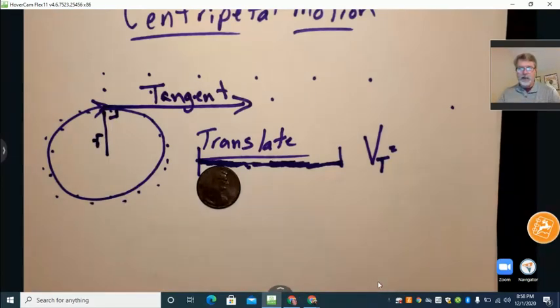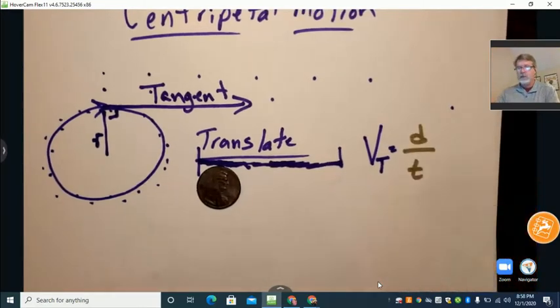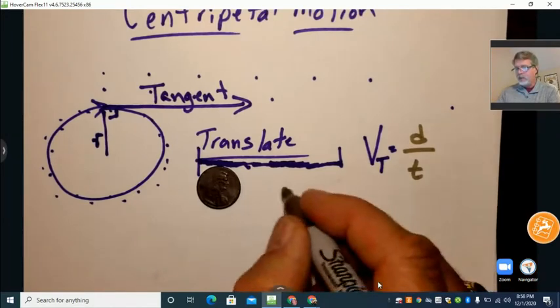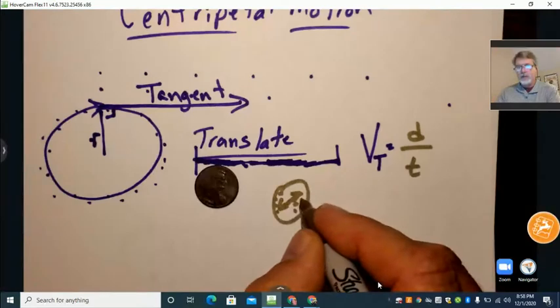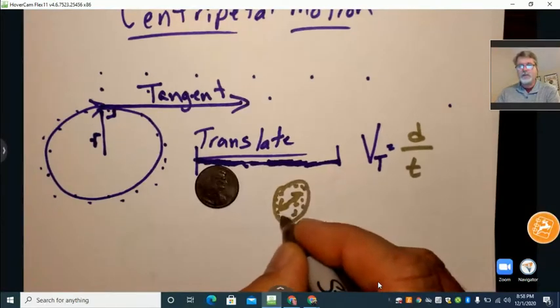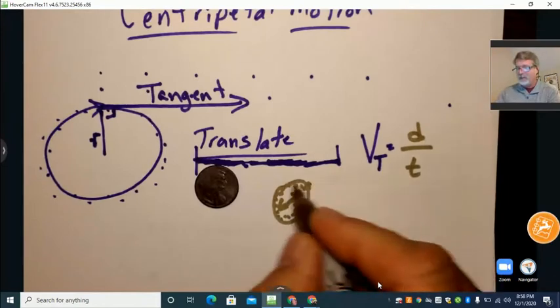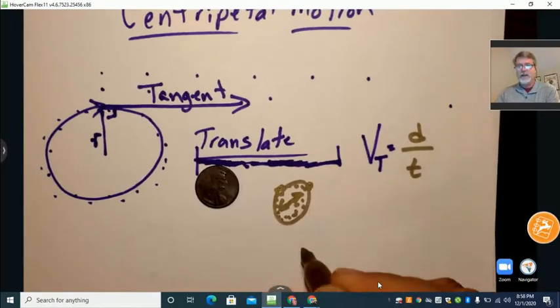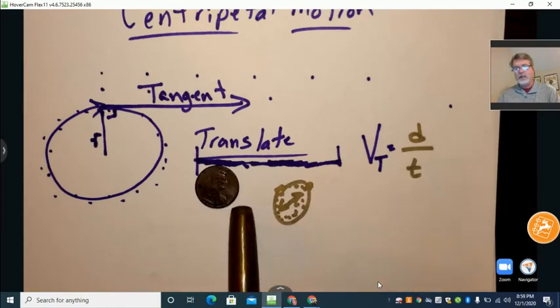Well, the velocity of an object is no different than any that we've done all year, and it is simply the distance over the time. So we could take out a timer, get a little clock or stopwatch, and time how much time it takes to move. Now, the problem is not so much the time, but the distance. What distance did it translate?